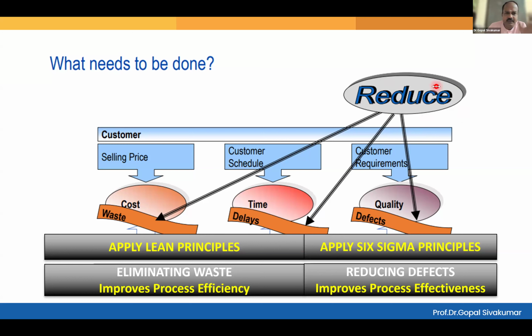Effectiveness is the focus of Six Sigma and efficiency is the focus of Lean. At the same time, you should not misunderstand Lean and Six Sigma. When I say Six Sigma is about improving the effectiveness, you need to understand that we are improving the effectiveness without compromising on the efficiency. Similarly, while improving the efficiency, you need to do that without compromising the current level of effectiveness.